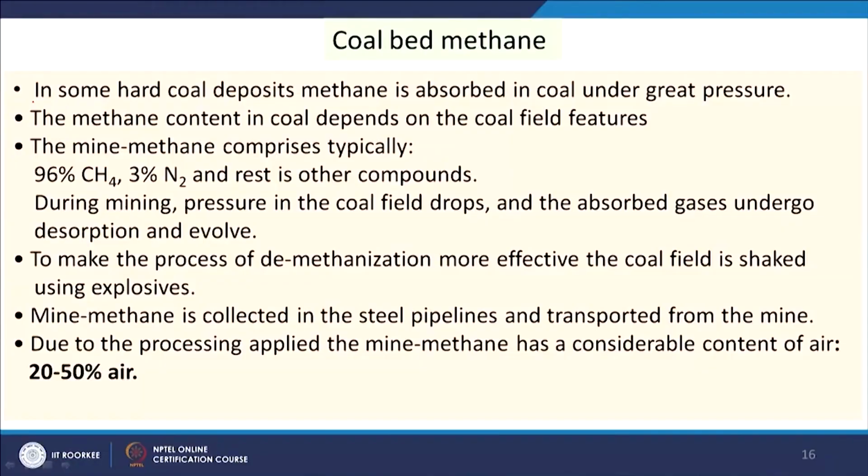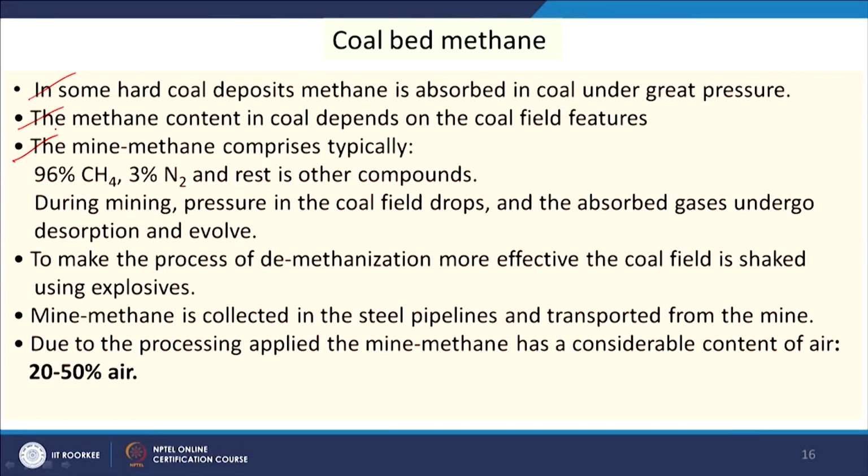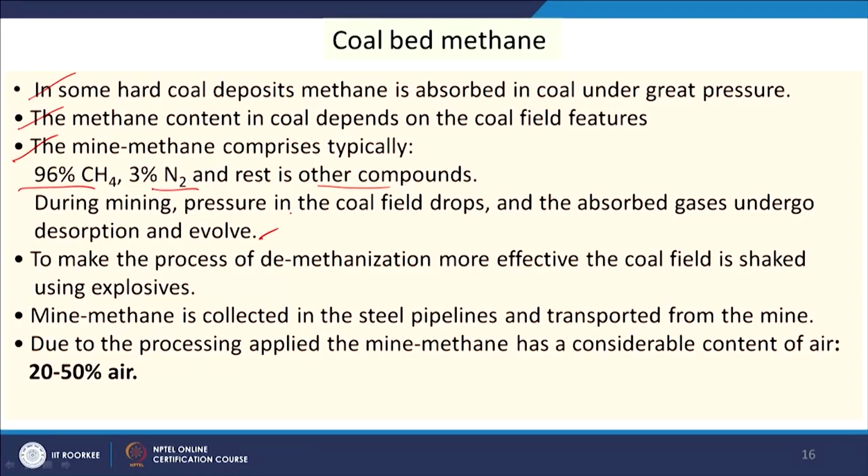Then we come to coal bed methane. As the name indicates, it is available in the coal seam, the coal bed. In some hard coal deposits, methane is absorbed in coal under great pressure. The methane content in coal depends on the coal field's features, and the composition of coal bed methane is basically 96% methane and 3% nitrogen, and the rest other compounds. During the mining process, pressure reduction takes place. Once the pressure is reduced, the adsorbed gas comes out or dissolves, so we can get the coal bed methane that way.